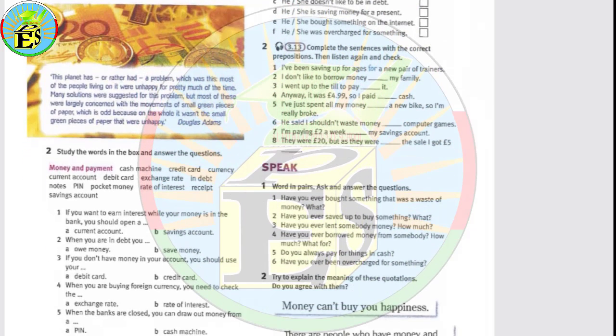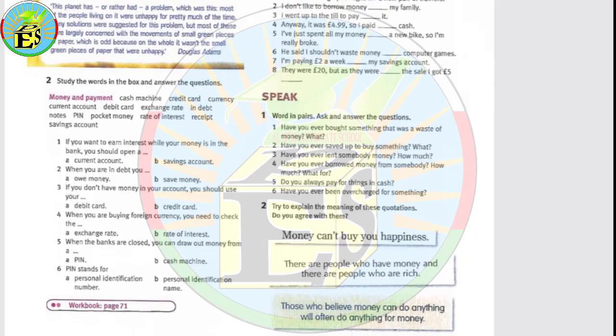Speak. Well, number one, you can do it at home. Number two, try to explain the meaning of these quotations. Do you agree with them? Money can't buy you happiness. There are people who have money and there are people who are rich. Those who believe money can do anything will often do anything for money. So, do you agree or not?